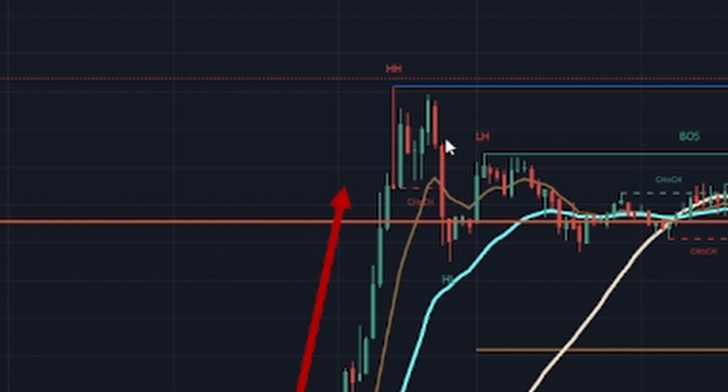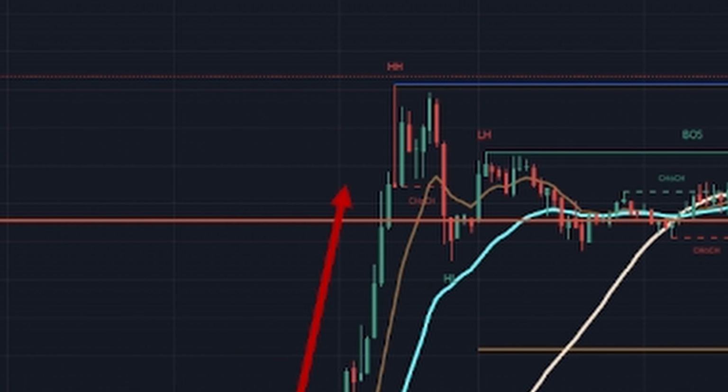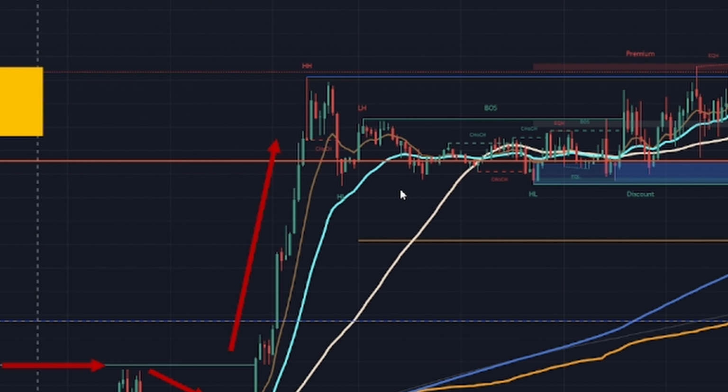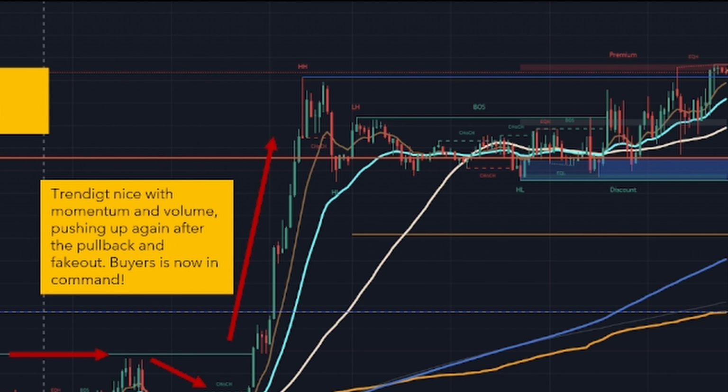So the sellers get into the market and get a pullback, and the market starts ranging and going sideways again. This is a typical part of the market. You should be aware of it.